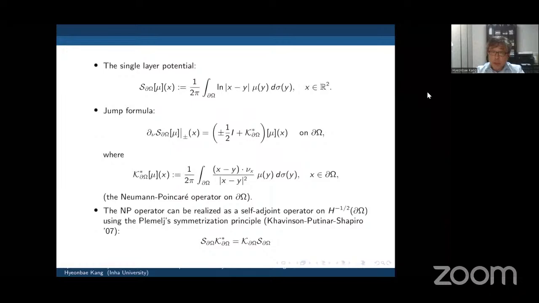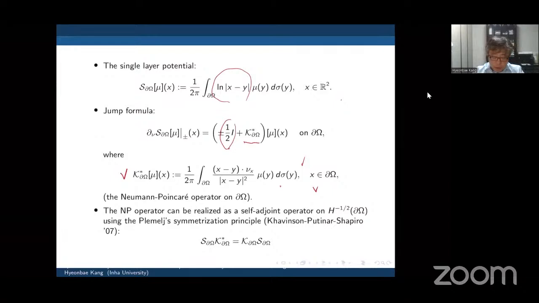So we consider the single layer potential. The derivative of the single layer potential enjoys the jump formula. The normal derivative from outside picks up plus 1/2 here, and the normal derivative from the inside picks up minus 1/2. And K star is given by this. It's just the normal derivative of this kernel. This operator is called the Neumann-Poincaré operator because the study of this operator goes back to C. Neumann and Poincaré. They tried to solve the Dirichlet boundary value problem using layer potentials, and this operator appears naturally. Also, if the domain has a corner, then this operator is not compact, and so it becomes a singular integral operator, the main topic of the theory of singular integral operators.